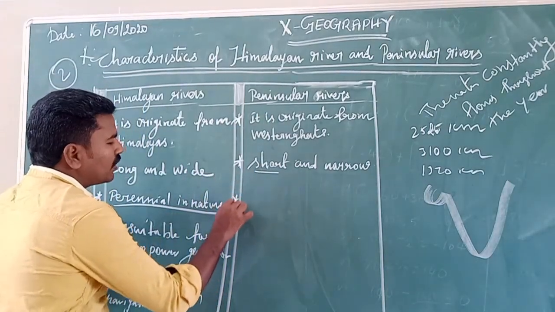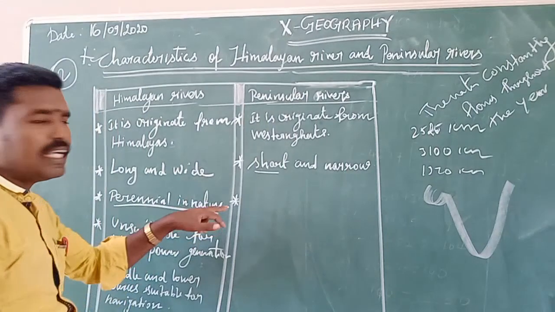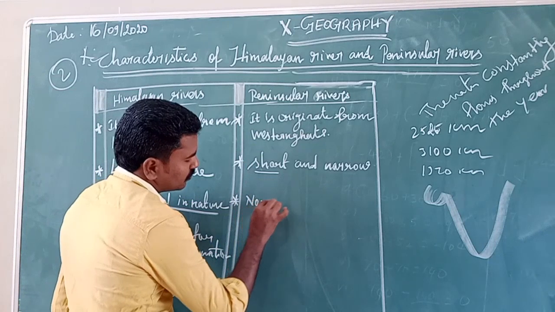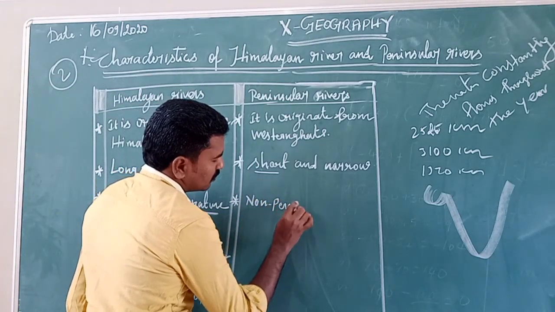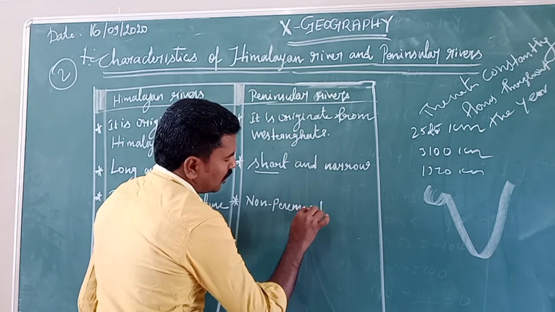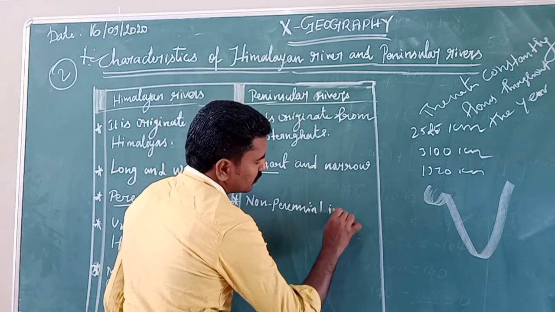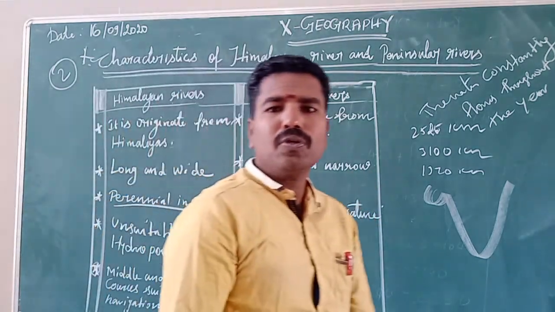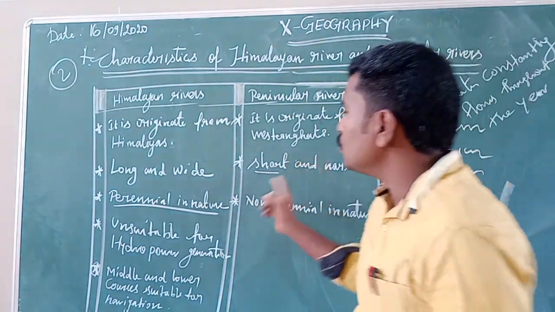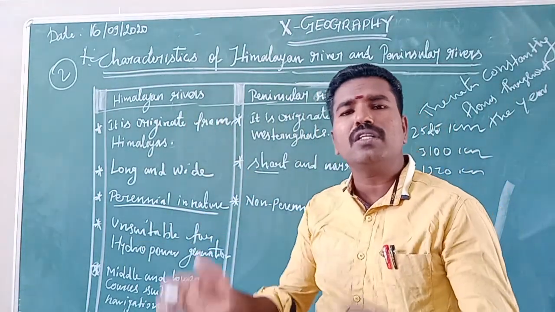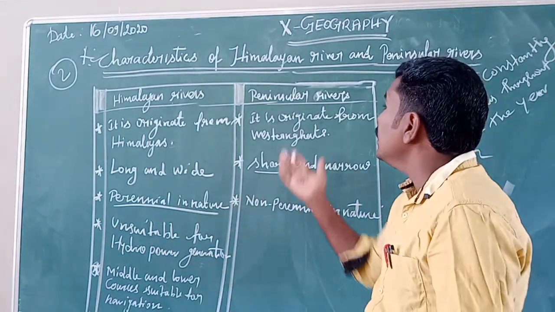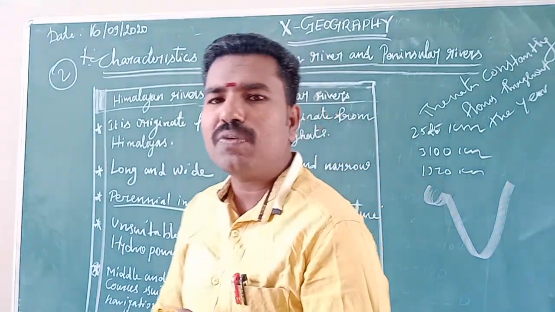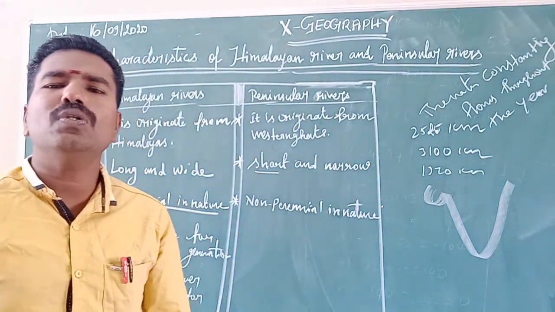And then the third important point: these rivers are non-perennial in nature. What is non-perennial? I told you that in Himalayan rivers, which are perennial, the water flows constantly through the year, but all the peninsular rivers are seasonal rivers. These rivers only flow seasonally.